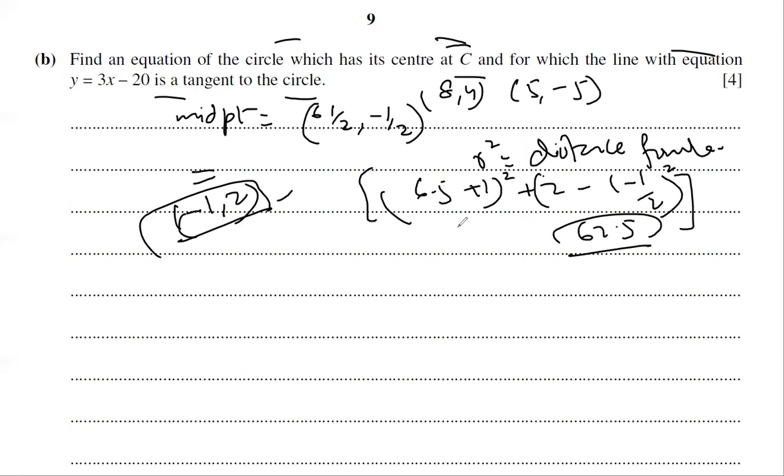So the equation of circle is simply (x plus 1) whole square plus (y minus 2) whole square is equal to 62.5.